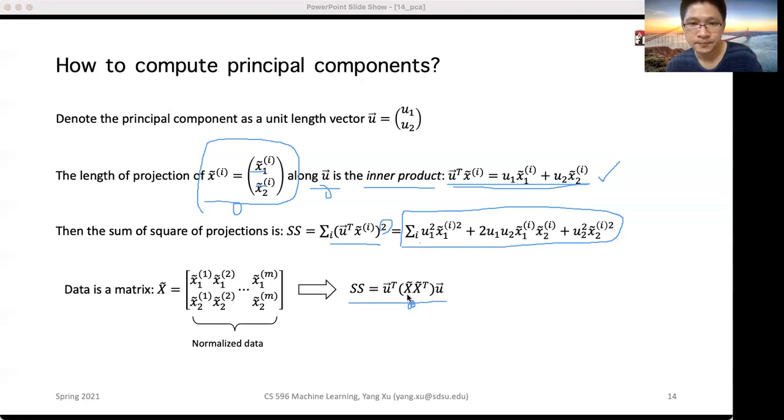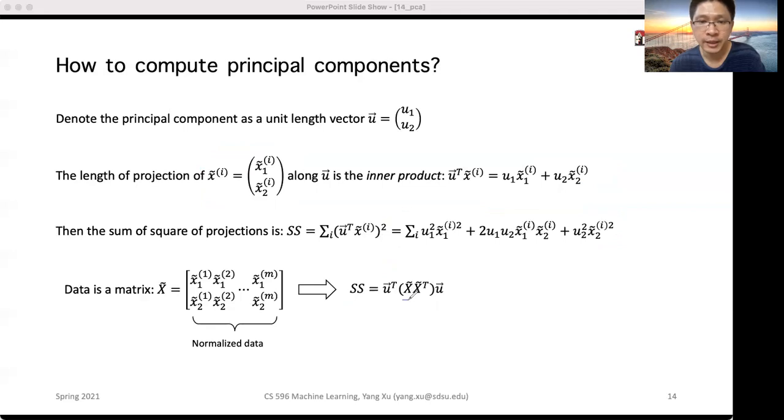The X tilde is 2 by m, right? And it's really hard to write on this laptop. And the X is 2 by m, and X tilde transpose is m by 2. And so the two matrices multiplied together will be a 2 by 2 matrix, right? And U transpose will be 1 by 2, and the U will be 2 by 1. So all these matrices multiplied together will be just a scalar number, which is just a single number, and which has the same mathematical meaning as this summation equation.